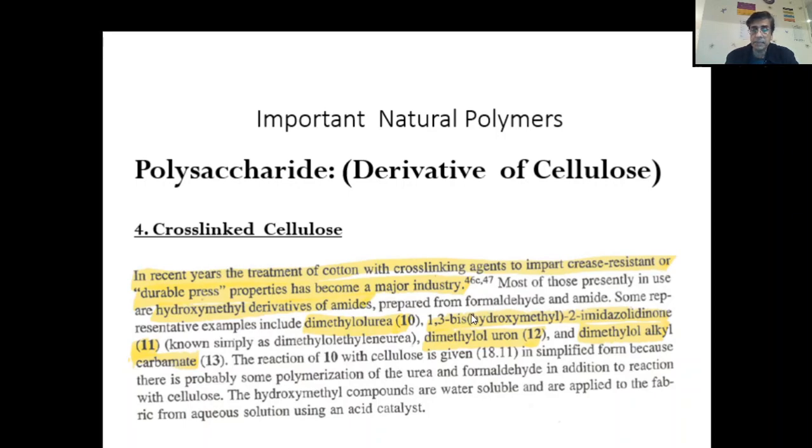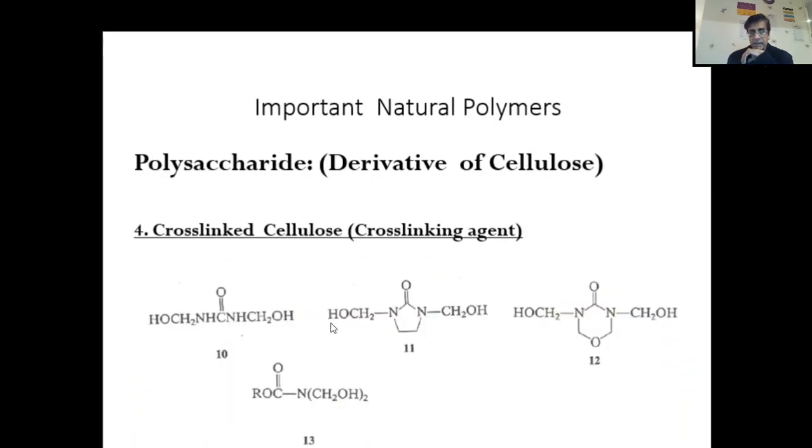So the important cross-linking precursors that are used are these ones, number 10, 11, 12, 13, and these are all cross-linkers, and the picture can be shown here. This is number 10. See, this is the cross-linker, number 11, number 12, number 13. You don't need to memorize these cross-linkers. If this question is given, the cross-linker is given to you. You just have to show how the polymer chains connect with each other.